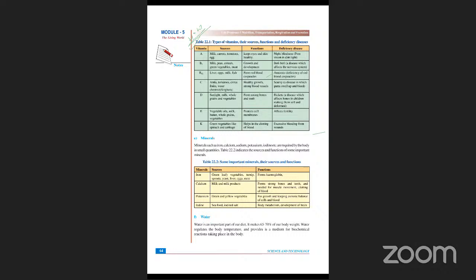Now there are some vitamins. It is discussed: vitamin A, vitamin B1, vitamin B12, vitamin C, D, E, K. You can understand it like this: these vitamins are necessary for the normal functioning and normal growth of our body. Now, vitamin A.